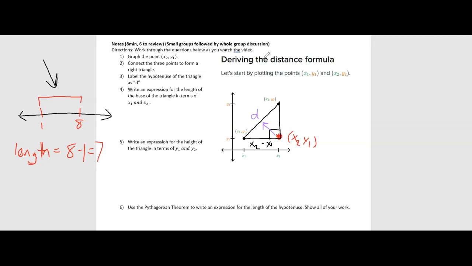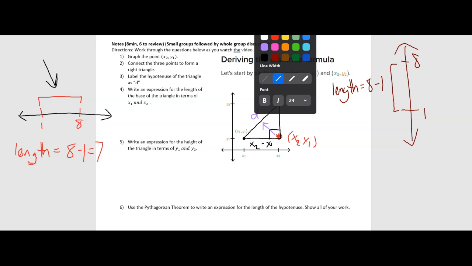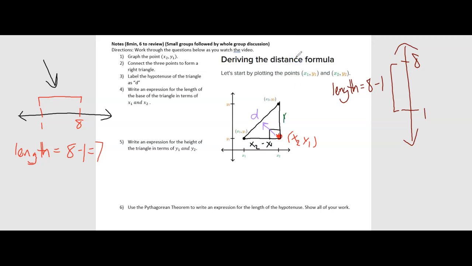Okay, let's do number 5. It says write an expression for the height of the triangle in terms of y1 and y2. So the same concept applies. If I have a y-axis, and let's say I'm at 1 and 8, this length would be equal to 8 minus 1, the smaller value subtracted from the larger value. So if I just have y2 and y1, I'm going to have y2 minus y1.